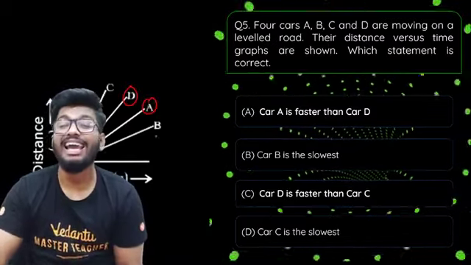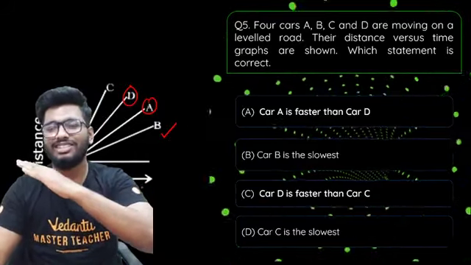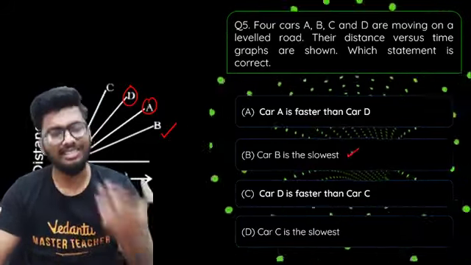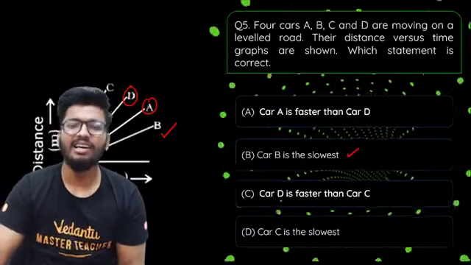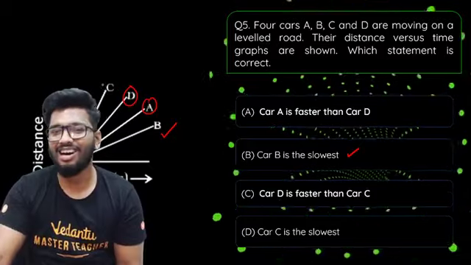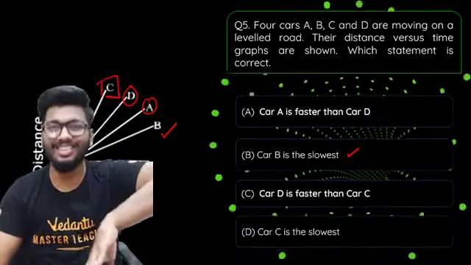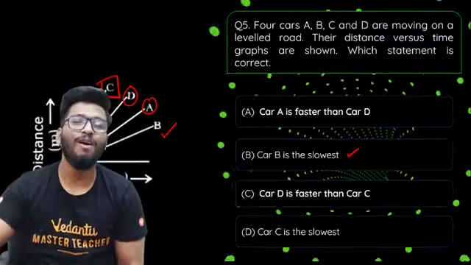B, on the other hand, is definitely the slowest, because among the 4, this is the one which is the least steep. So yes, this is definitely correct. What about the third statement then? Car D is faster than car C. Car D is not faster than car C. In fact, car C is much faster than car D. And finally, car C is the fastest, not the slowest, and hence option B would be the right answer for this question. That's it.